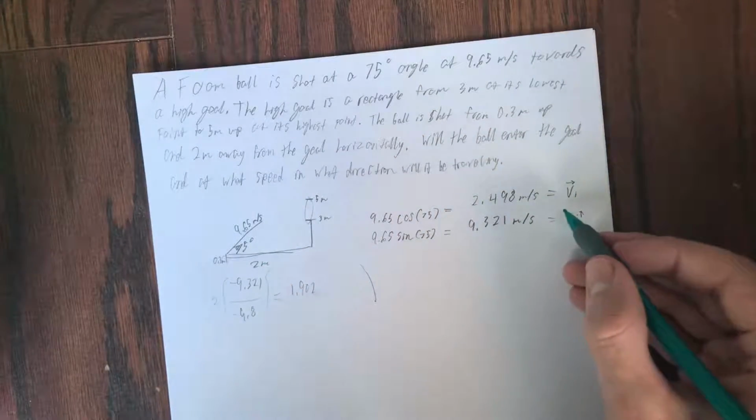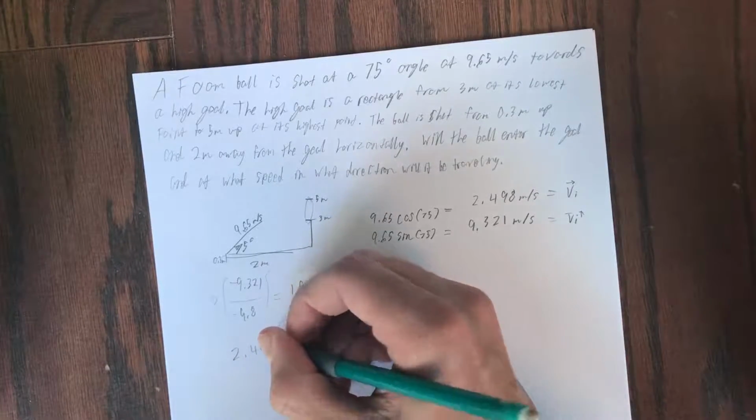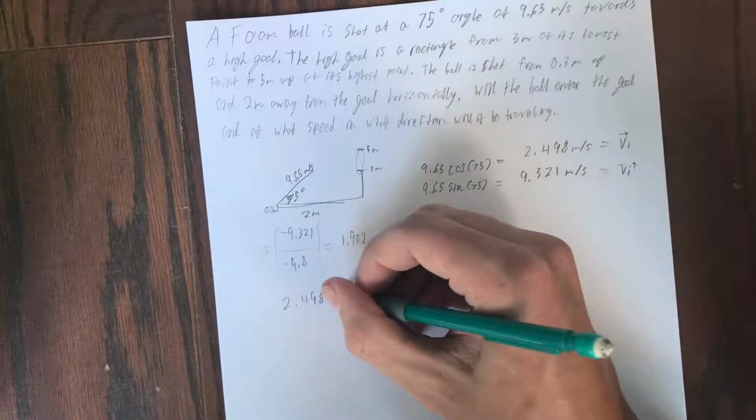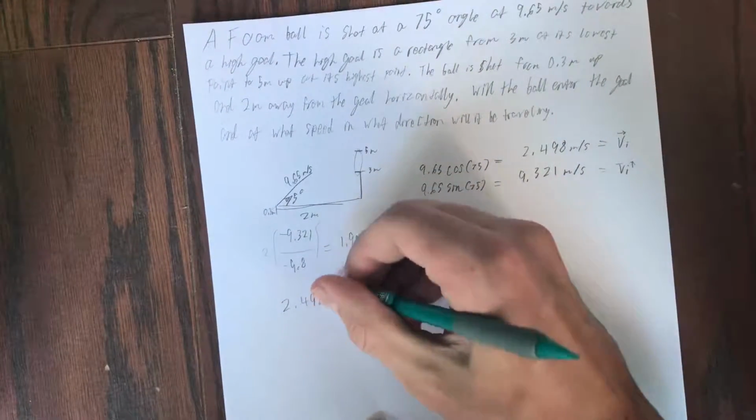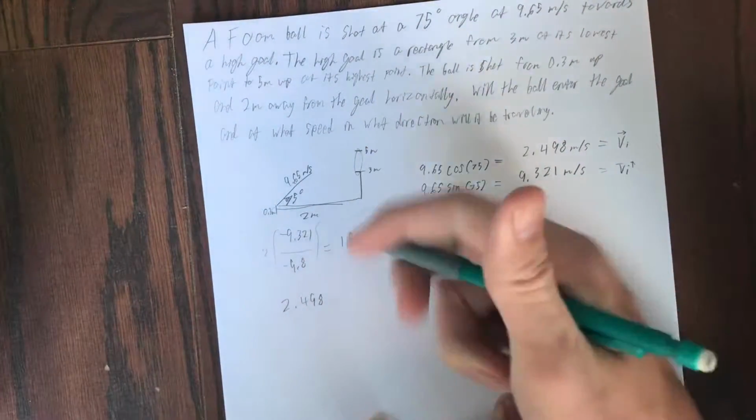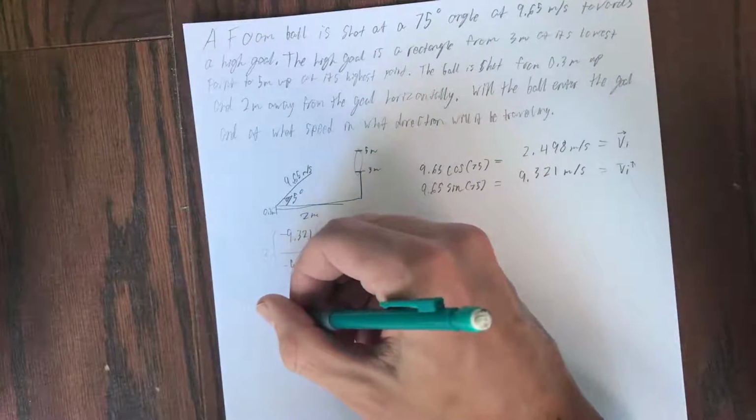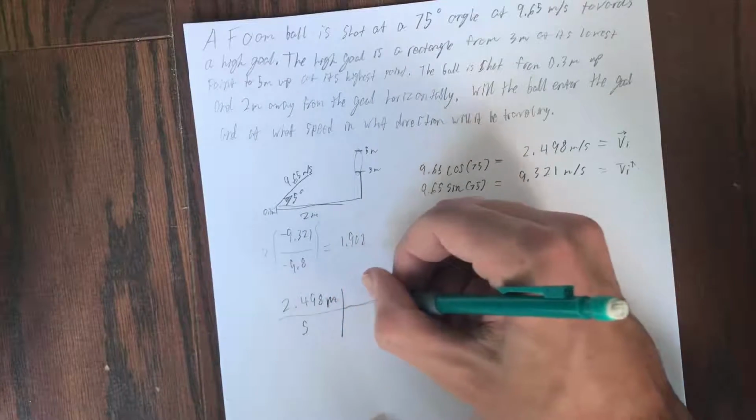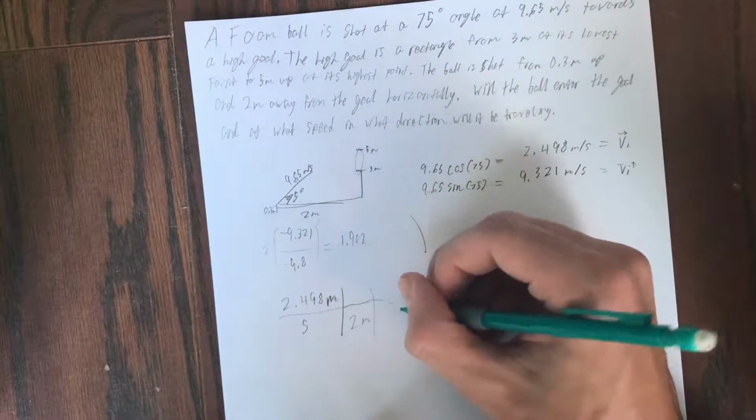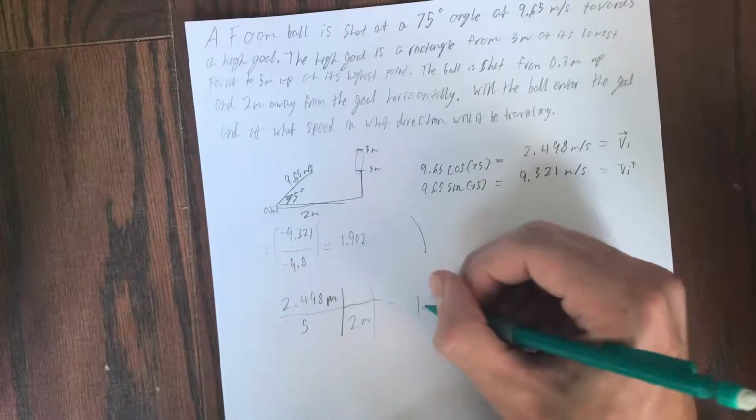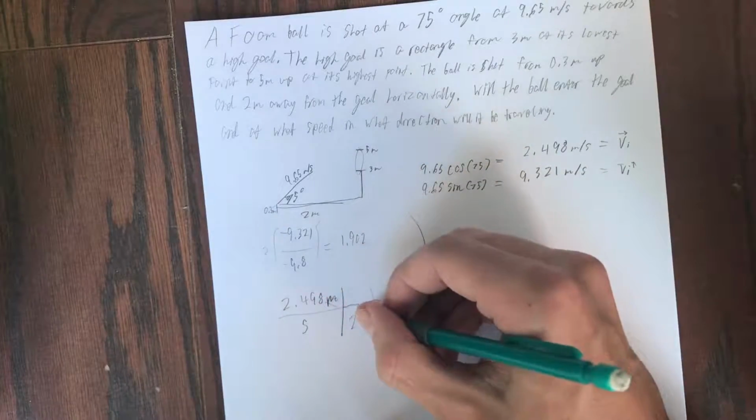So if we take the horizontal velocity, 2.498 meters per second, and in unit analysis, divide 2 meters by it, the time that it takes for it to travel 2 meters will get us 1.249 seconds, because these meters cancel out.